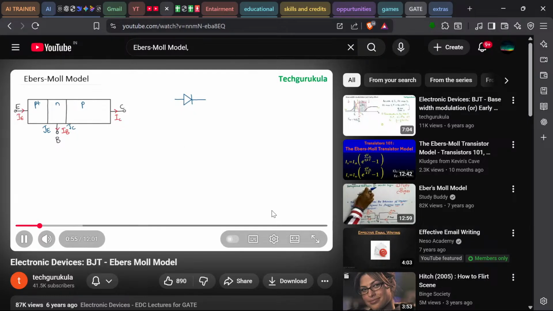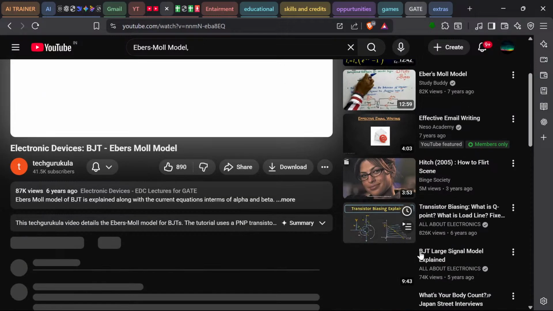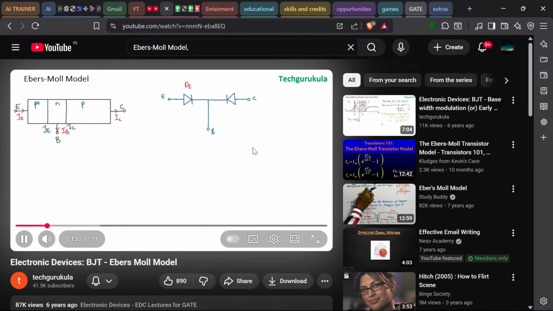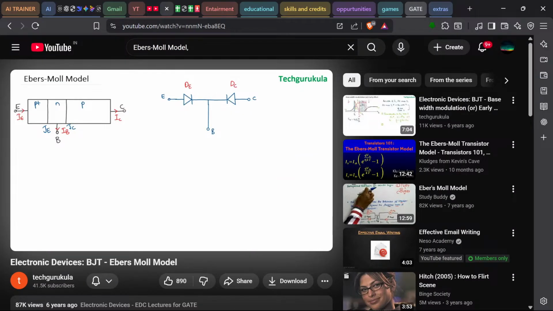So let me represent that also. That is a PN junction we have here. So we can say this is the emitter terminal, this is the collector terminal, and the one in the middle, the base terminal. Now let me call this diode the emitter diode, just for our reference, and this is the collector diode.